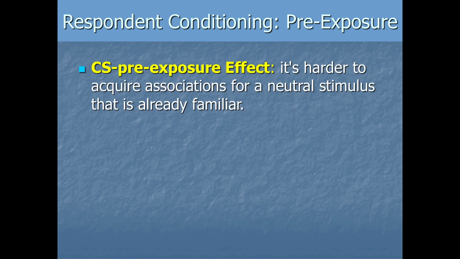So it turns out there's something called the CS pre-exposure effect, which is that it's harder to acquire associations for a neutral stimulus if it's already familiar. In other words, it's harder to turn something into a conditioned stimulus if that thing is a familiar part of your world already.